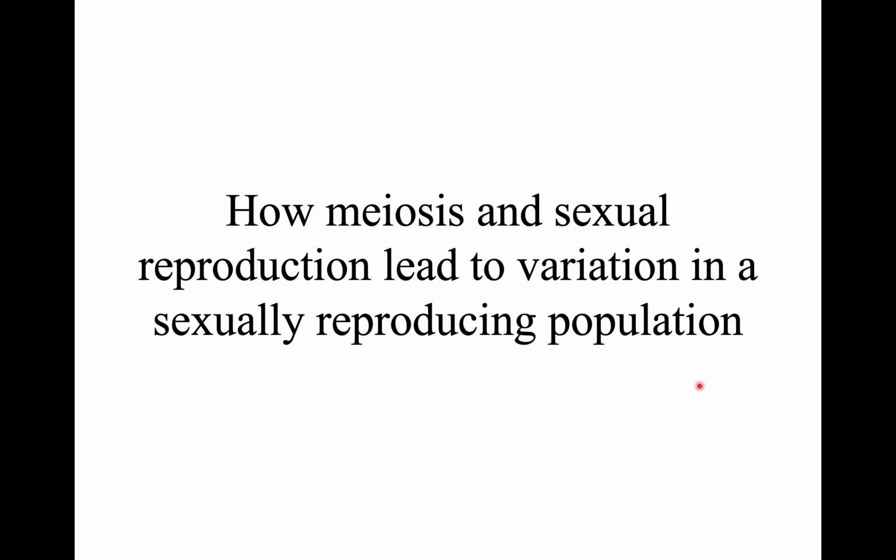So next we're going to talk about how meiosis and sexual reproduction lead to variation in sexually reproducing populations. Why is it that within a family, no matter how many children are produced, they are neither looking like each other or the parents?